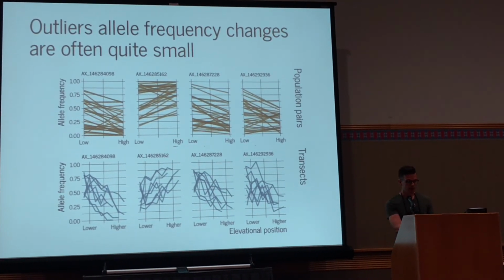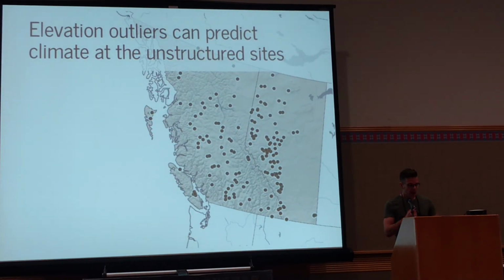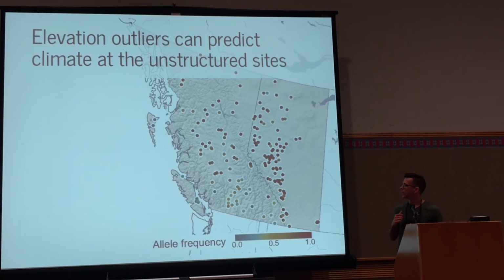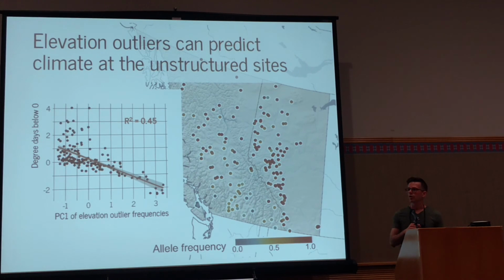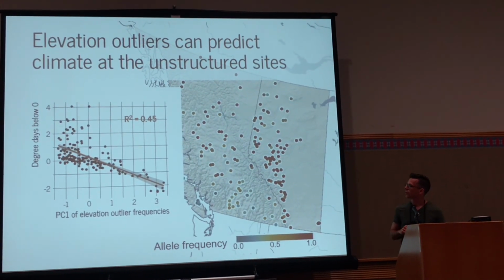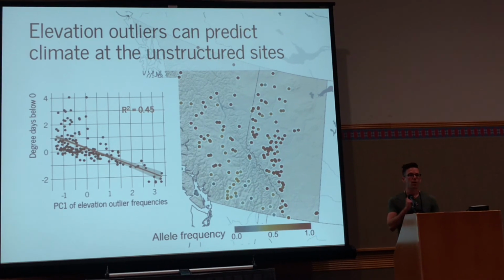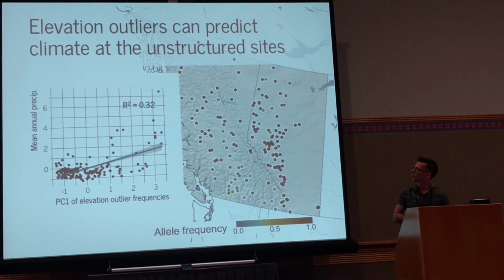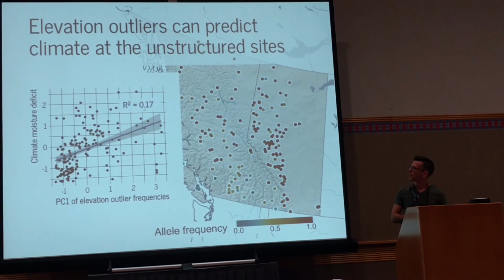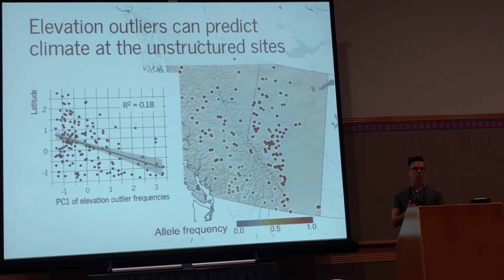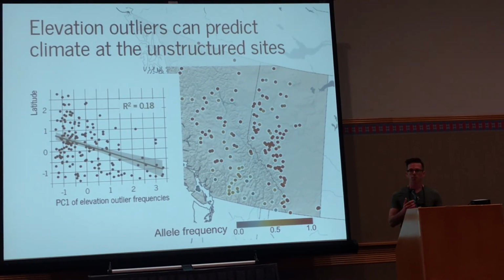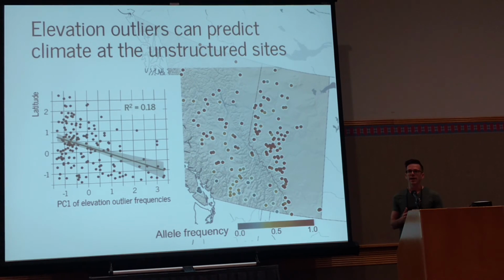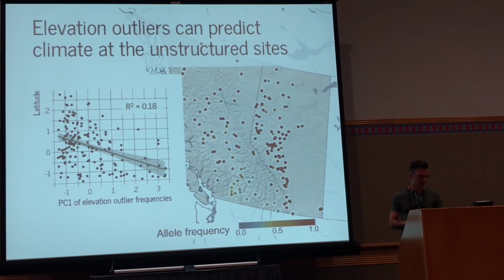We're looking at close geographic proximity, and if I take allele frequencies at the elevational outliers and fit them in a model to climate at the unstructured sites, so all of this data is from the unstructured sites, we get pretty good predictive power from the elevation outliers to the unstructured sites. Here's for degree days below zero, mean annual precipitation, climate moisture deficit. Here's latitude, which is not explaining a lot of variation, but it's a significant association, which is kind of cool. Elevation and latitude are capturing some of the same things.